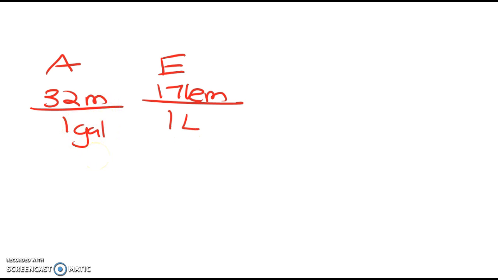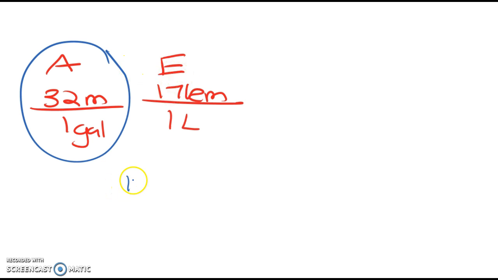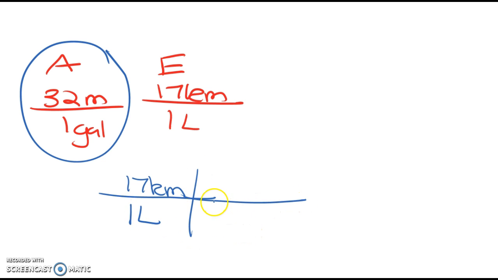So I'm going to keep A the same. Nothing's going to change about A. But I am going to change E. So I'm going to start by writing E. And I know I need to convert those kilometers to miles. So I know from my conversion that 1 kilometer is 0.62 miles. Miles abbreviation is MI. So then I know that I can cross out my kilometers and I'm left with miles, okay? So I have that part of it figured out.